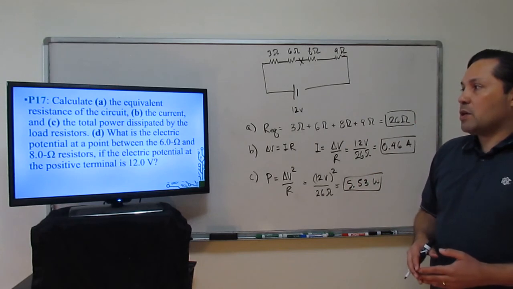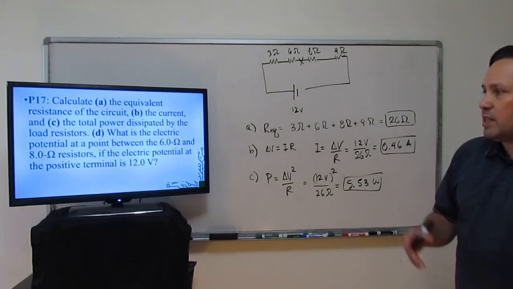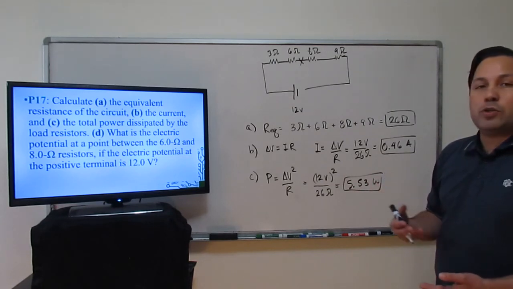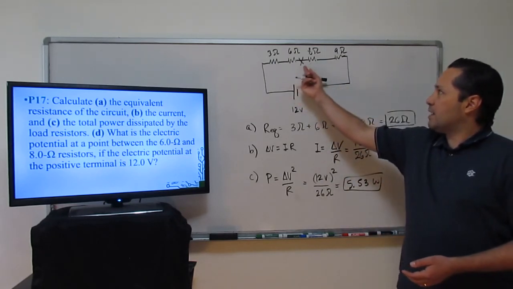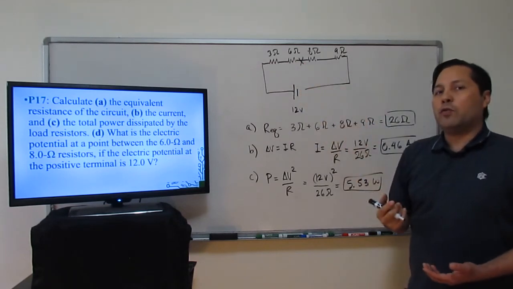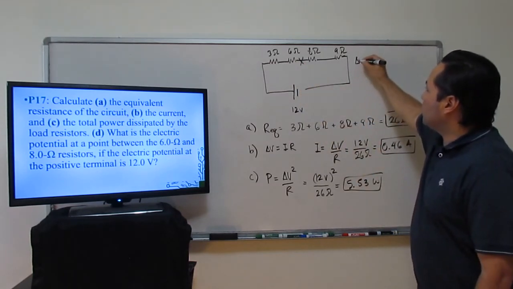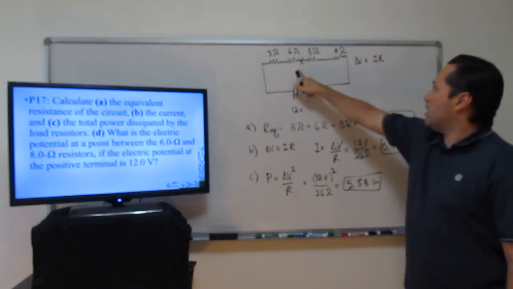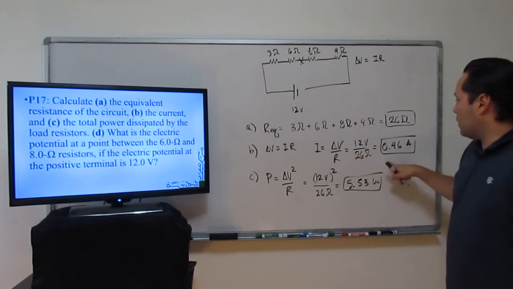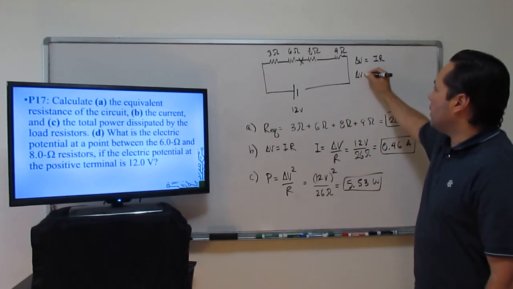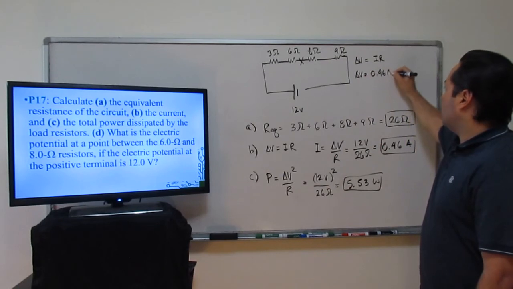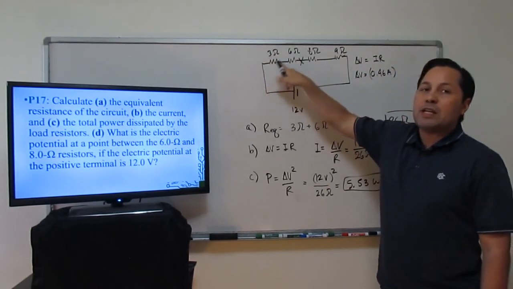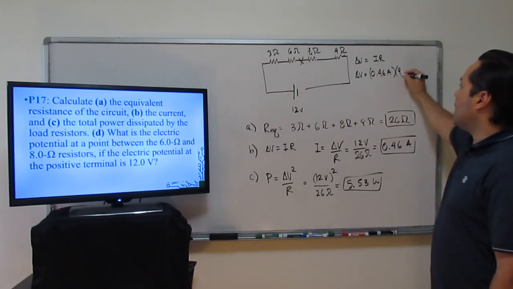In part D, we're asked, what is the electric potential at a point between the 6 ohm and 8 ohm resistor if the electric potential at the positive terminal is 12 volts? So we're looking between 6 and 8 at this point right here. We're going to look for the potential difference first. The potential difference is the current times the resistance. The current we already figured out was 0.46 amps. We multiply that by the equivalent resistance to this point, so that'll be 3 plus 6, which is 9 ohms.